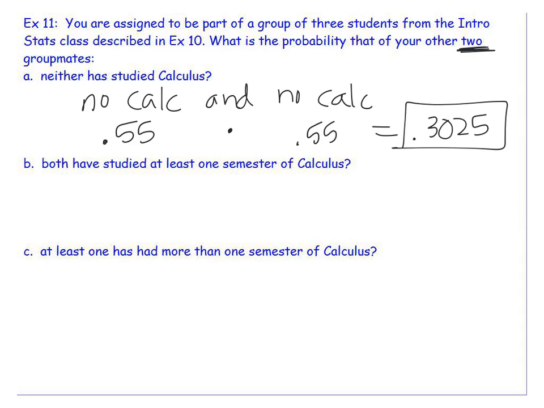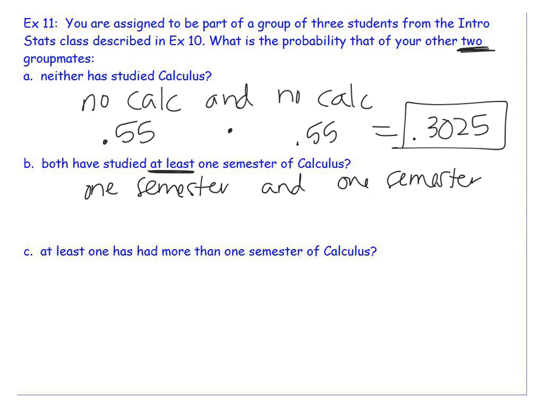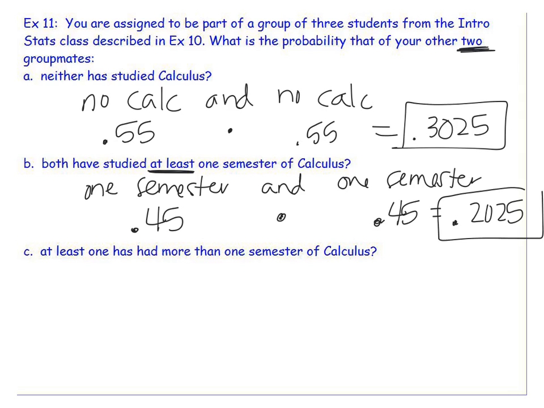What's the probability that both have studied at least one semester of calculus? Well, at least one semester was that some calculus that we did on the previous example, part B. We learned that some calculus was 0.45. So we want the first person to have at least one semester and the second person to have at least one semester. Okay, that at least means one or more. So the probability that the first person has one or more semesters is 0.45, and multiply. And the second person has at least one semester is also 0.45. We put that in the calculator, we multiply, and we get 0.2025. So far, hopefully these don't seem too difficult.